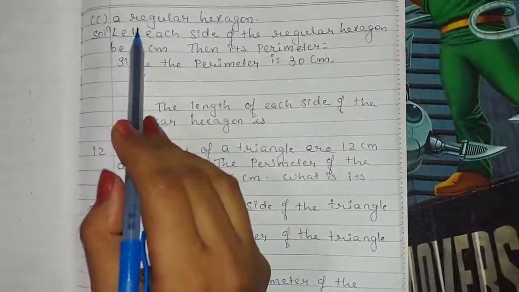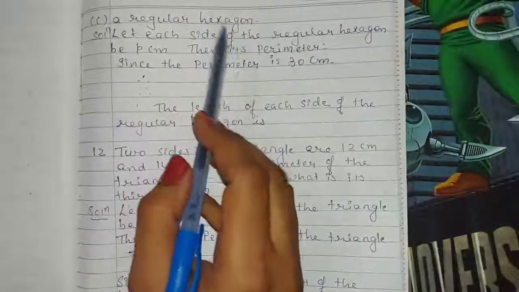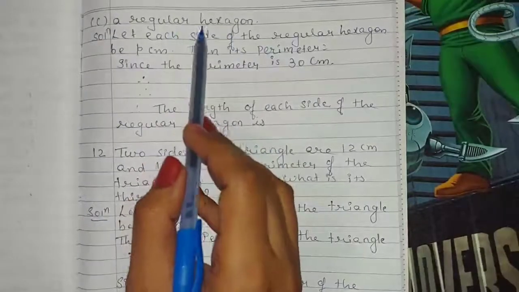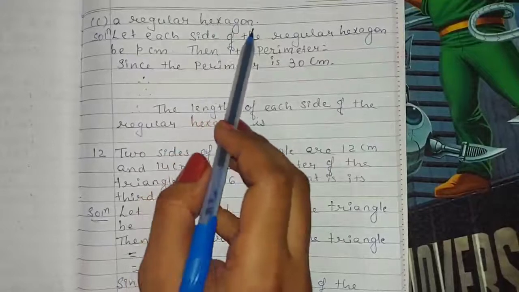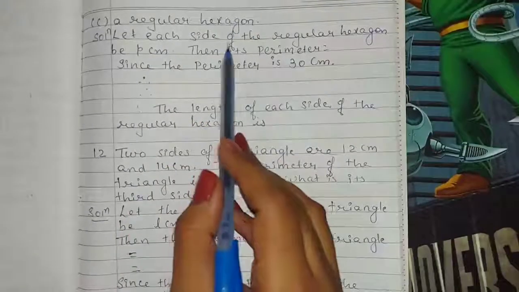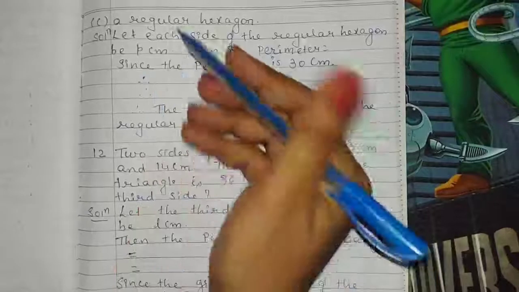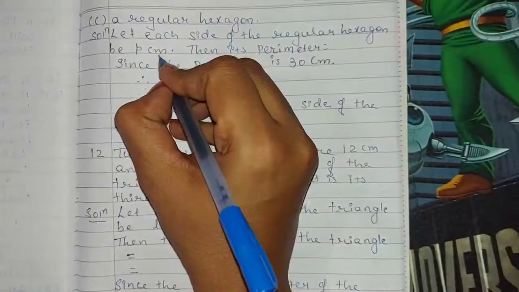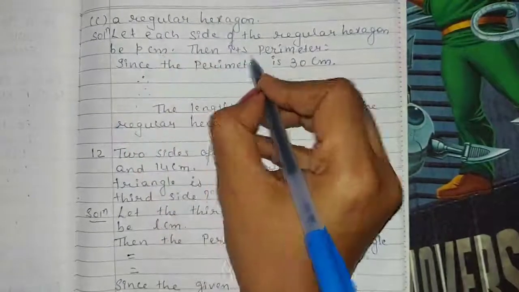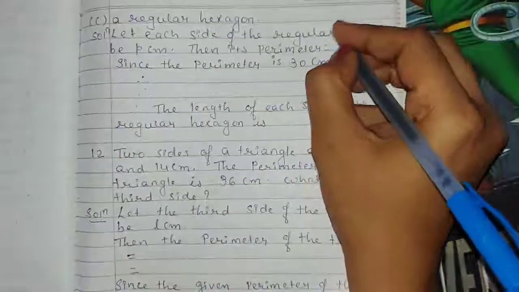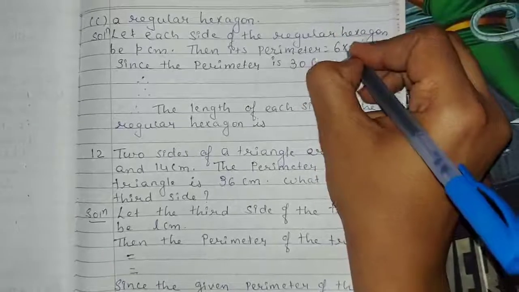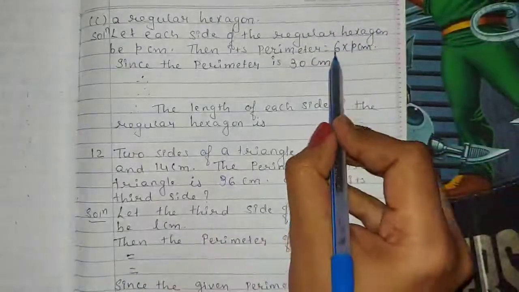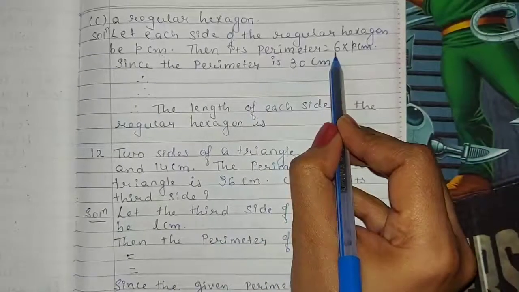Now the next figure given is a regular hexagon. First of all, what is a regular hexagon? Students, a regular hexagon means having 6 equal sides. So let each side of the regular hexagon be P centimeter. P is the side of the hexagon because we have to find P. Then its perimeter equals 6 multiplied by P centimeter, that is 6P, because the hexagon has 6 sides.